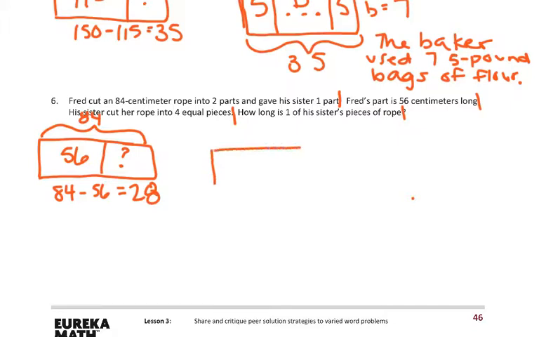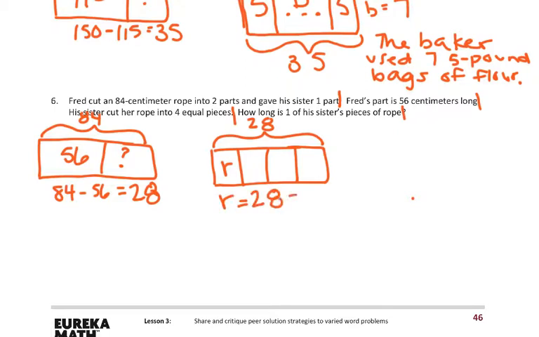So we're going to draw another tape diagram. In total, this is 28 centimeters. And she cut into 4 pieces. So we need to separate this rope into 4. And I'm going to use an R for rope. So R equals 28 divided by 4. When you do 28 divided by 4, you get R equals 7.